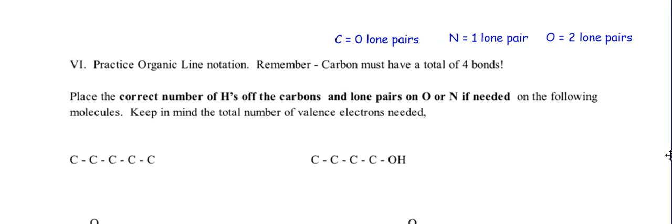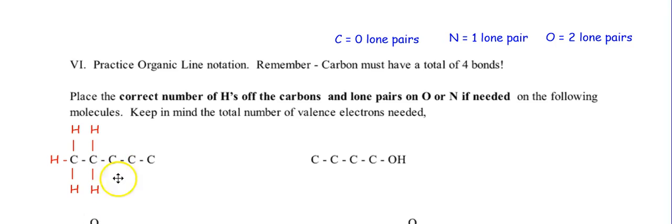Okay, so let's look at the first one. Each carbon must have 4 bonds and no lone pairs. So how many hydrogens are here? Well, I need to have 1, 2, 2, and 3. Why 3? Because how many bonds does this carbon now have? 1, 2, 3, 4. How many bonds does this carbon have right now? It has 2. So how many hydrogens do I need? It needs 2. 1, 2.